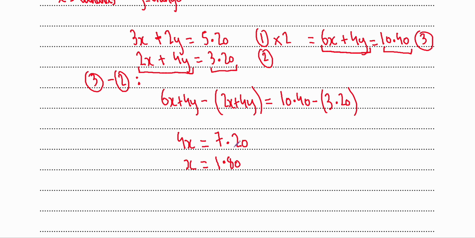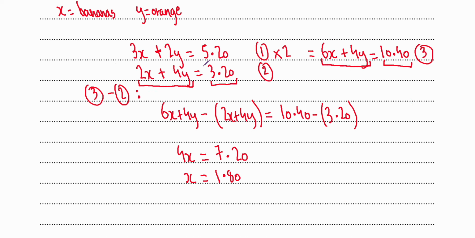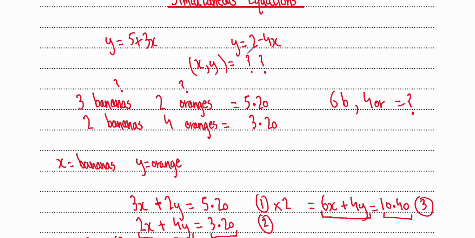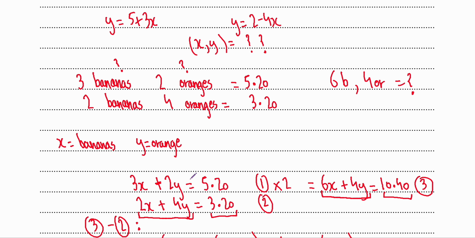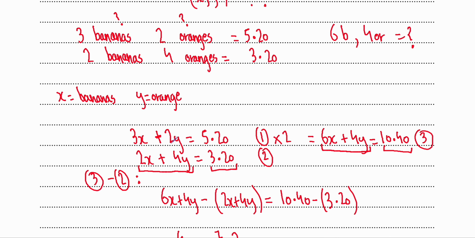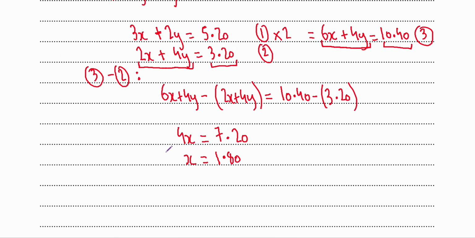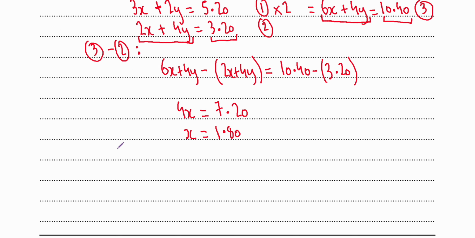And now how would we find y? Well, if x is equal to 1.8, you can choose either of these two equations because, remember, the whole point is that the value for x and y is going to work for both these equations. So let's choose equation number 2 because we didn't really use it that much. So I have 2 times x, which is 1.8 now, plus 4 times y is equal to $3.20. If you rearrange, you get 2 times 1.8, which is 3.6.